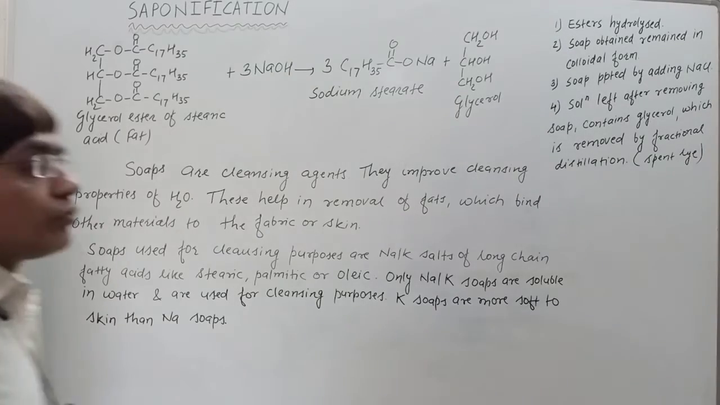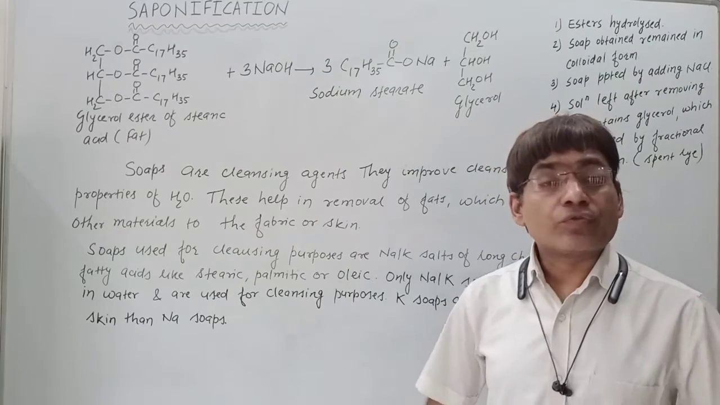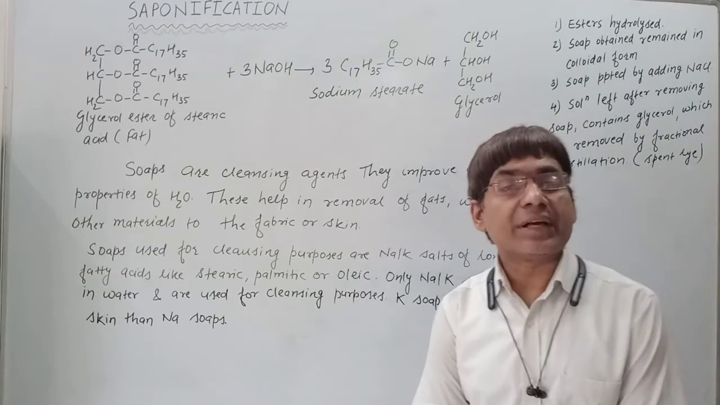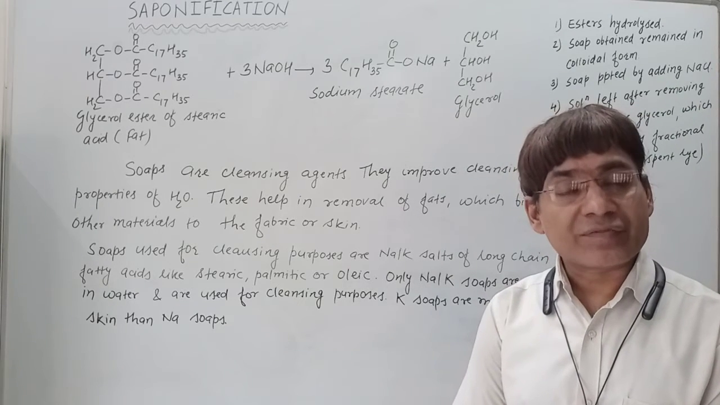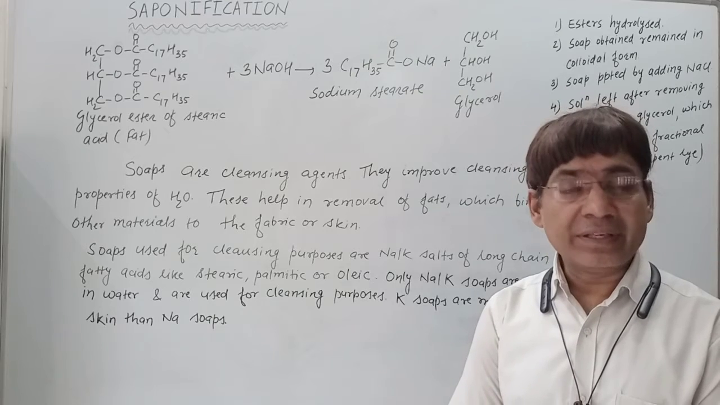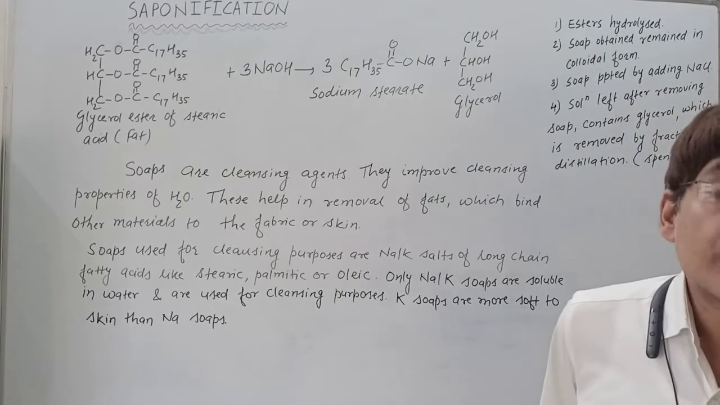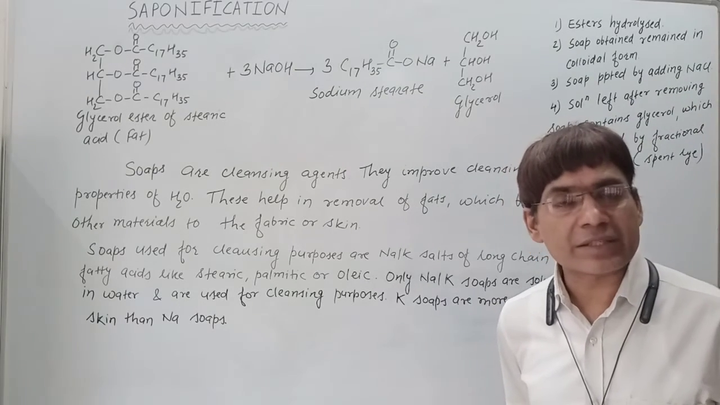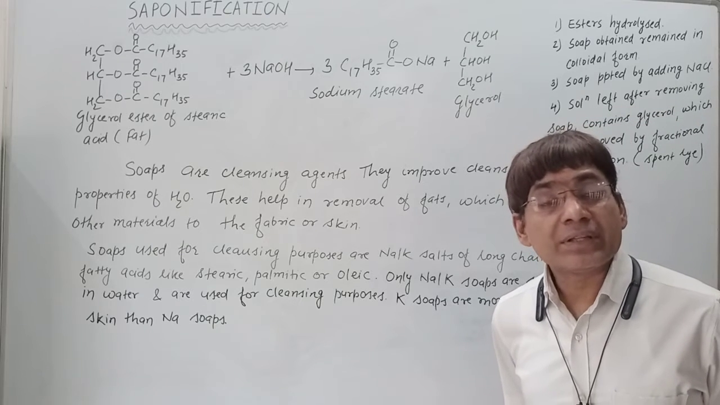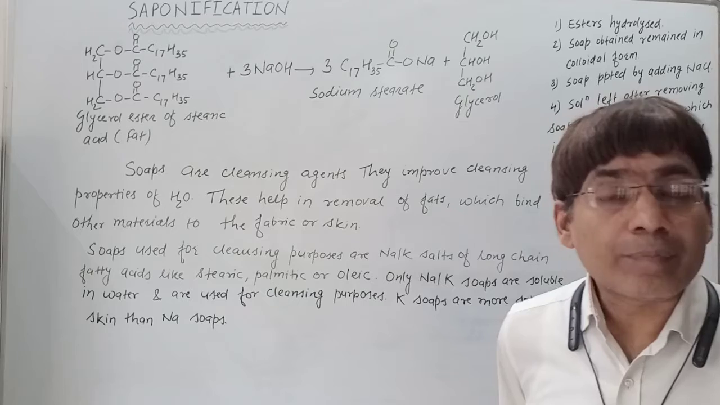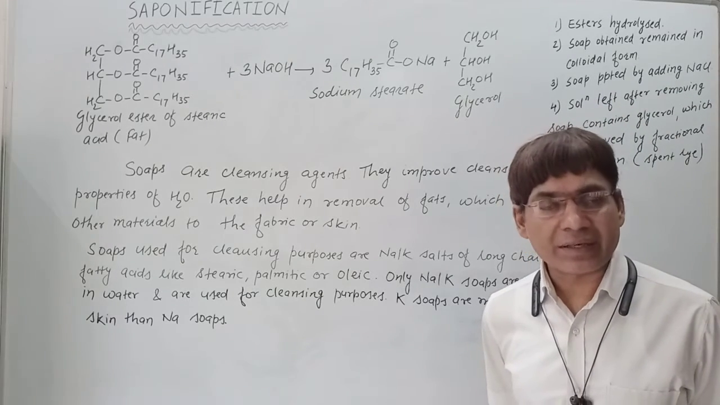Now we are starting with the saponification reaction. So what do we mean by saponification reaction? Saponification reaction is a chemical reaction which gives us soap. The chemical reaction which is used for obtaining soap is known as the saponification reaction.